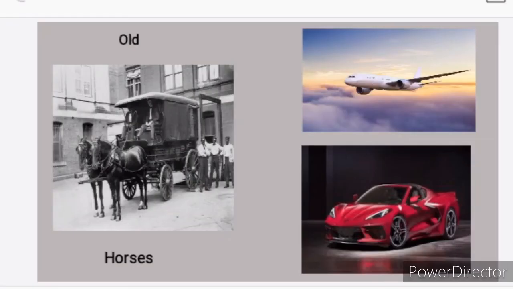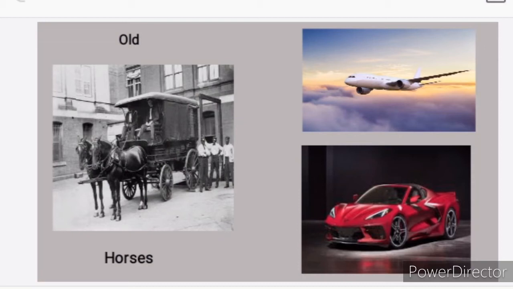Okay, look at this. In the past, people used to trek long distances when they wanted to go anywhere, or they travelled using horses. But now we have cars, we have aeroplanes, which make us travel faster than ever before.